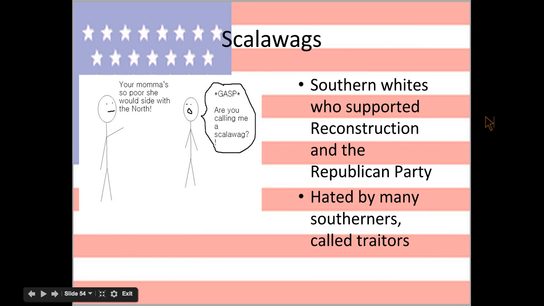Okay, we've talked about scalawags a little bit. This is in your vocabulary. These are Southern whites who are going to support Reconstruction, and they are part of the Republican Party. And they're going to be hated by many Southerners. In fact, they're so hated that they're killed, they're tortured, their houses are burned, all kinds of things. So just know that scalawags are the ones who were living in the South that supported the Republican Party. They're going to support African Americans.